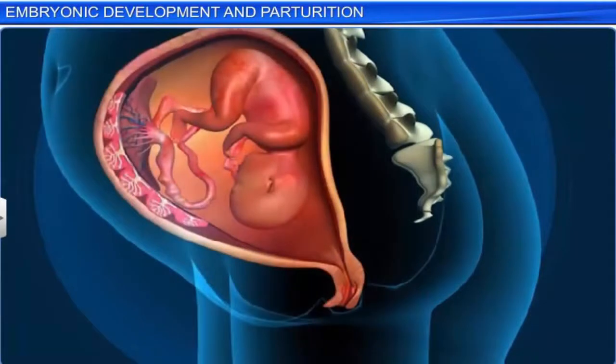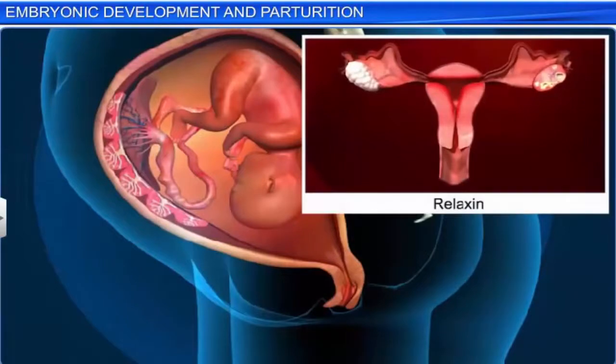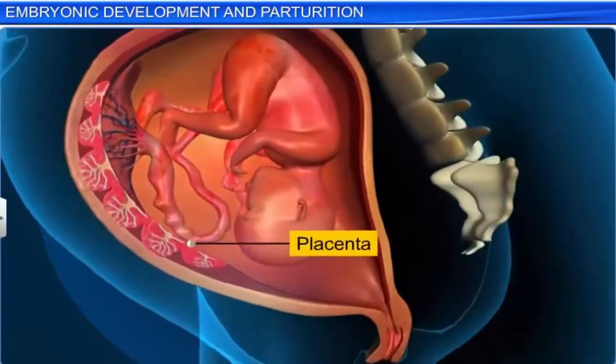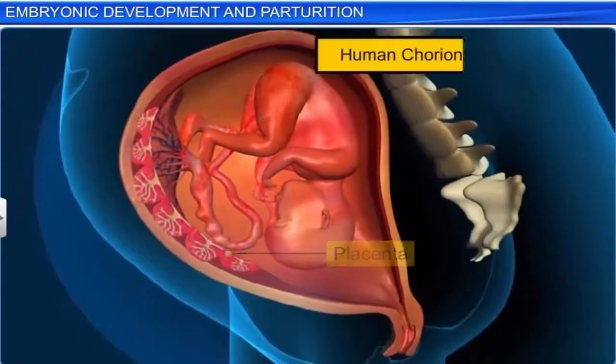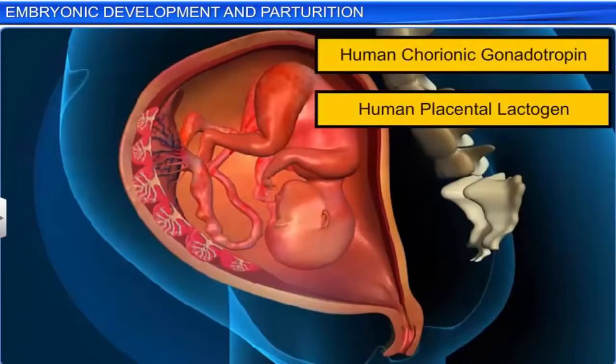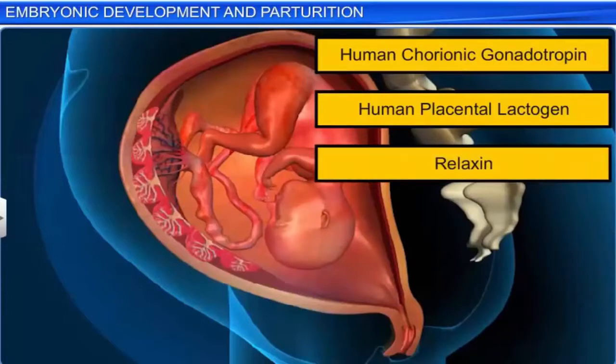The ovary, for example, starts secreting a hormone called relaxin. Likewise, the placenta starts secreting hormones such as human chorionic gonadotropin, or HCG, and human placental lactogen, or HPL. Incidentally, HCG, HPL, and relaxin are secreted only when a woman is pregnant.